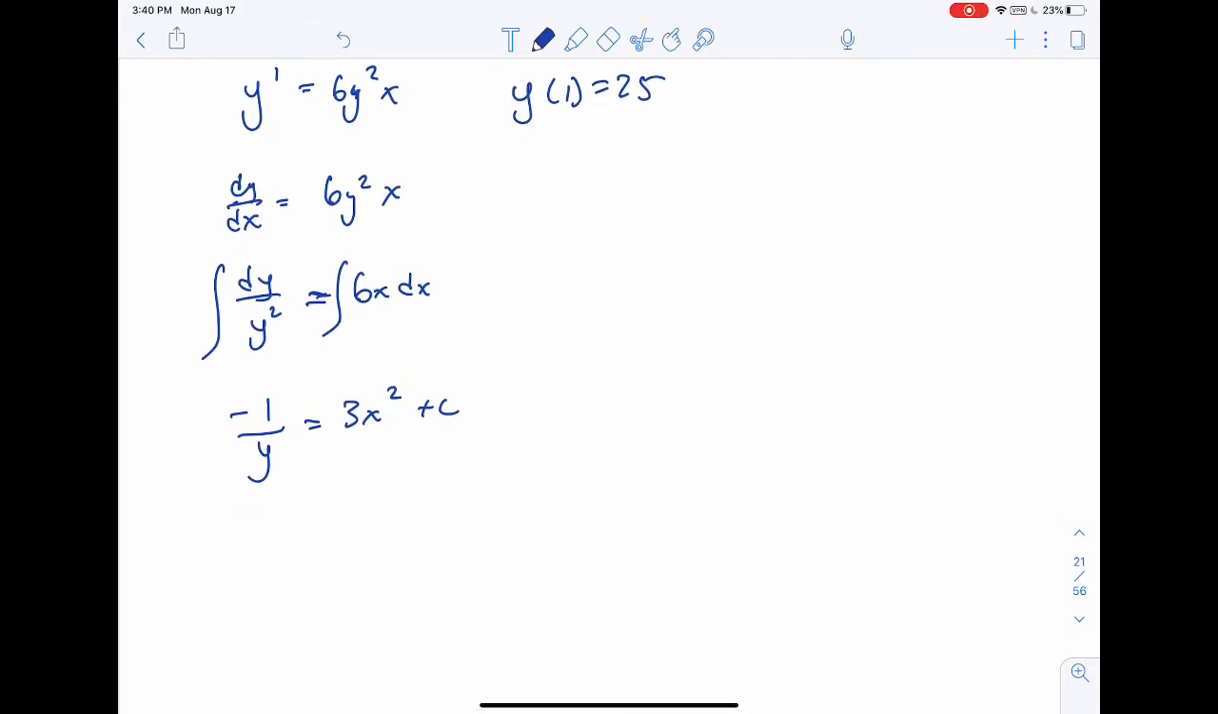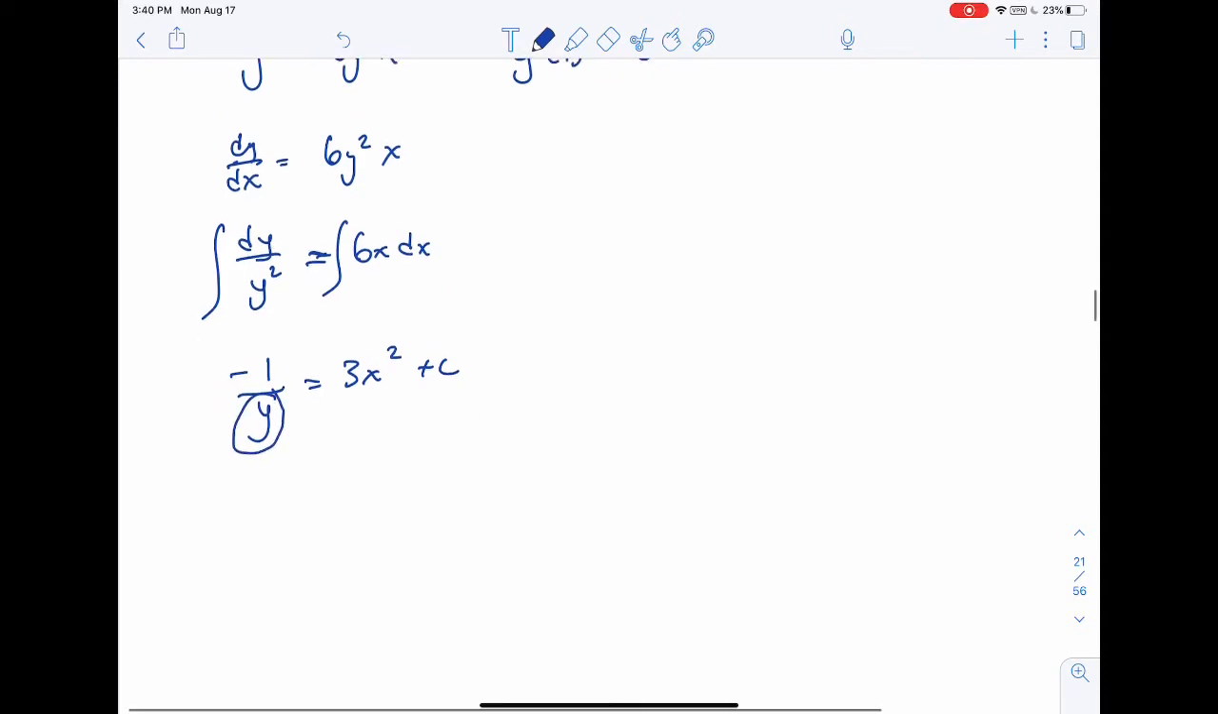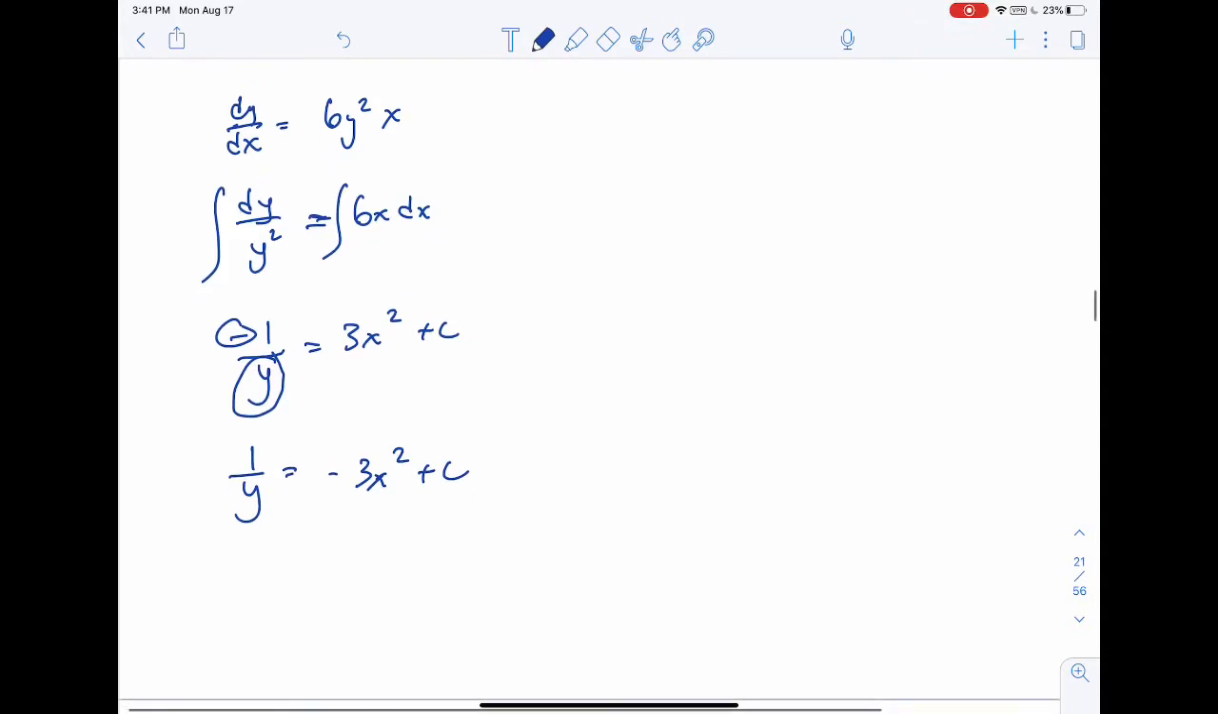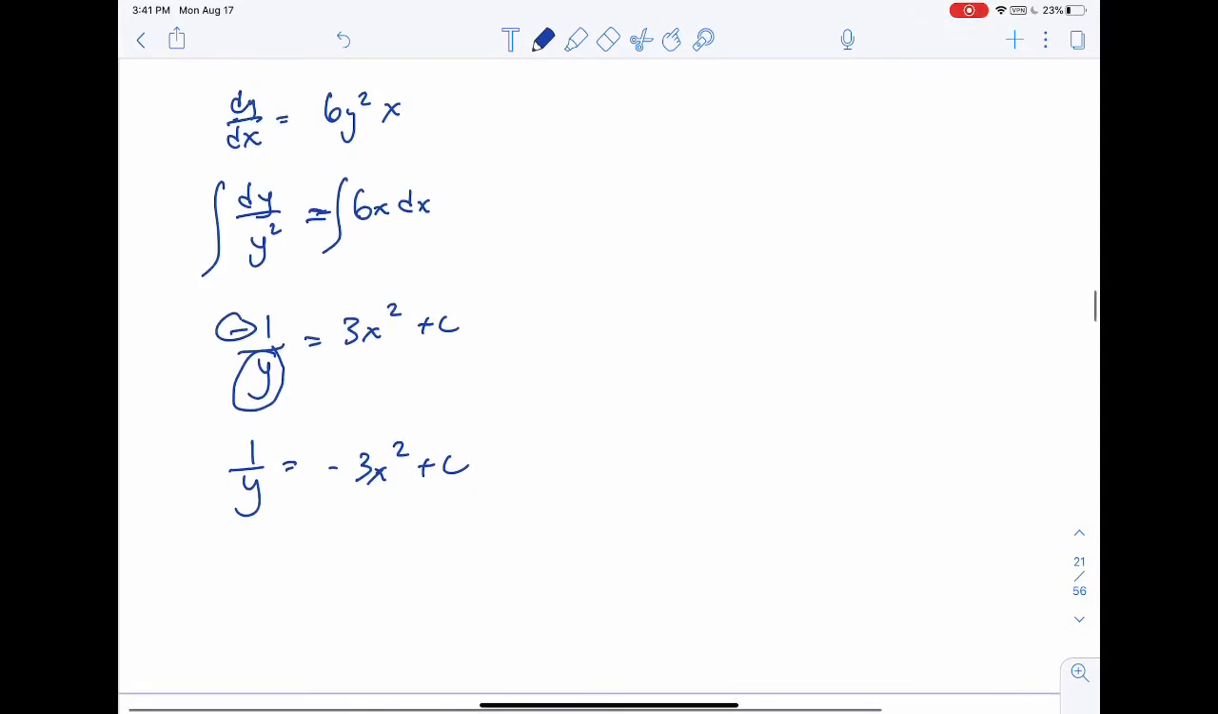Okay, now on this problem, I definitely need to solve for y. I can solve for y, but let's just all be clear on how we do it. First of all, this negative bothers me, so let's fix that up. So I have 1 over y equals negative 3x squared plus c. You could say minus c here, whatever you want, it doesn't matter. And then finally here I have y. If you reciprocal one side, you reciprocal the other side. I have y equals 1 over negative 3x squared plus c.